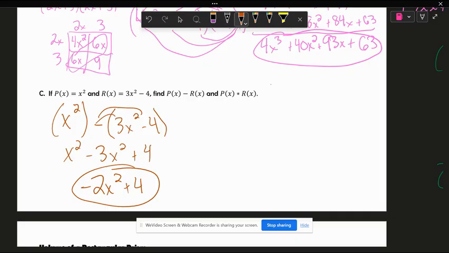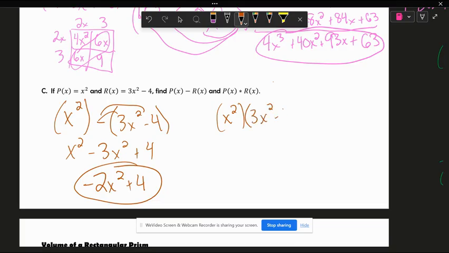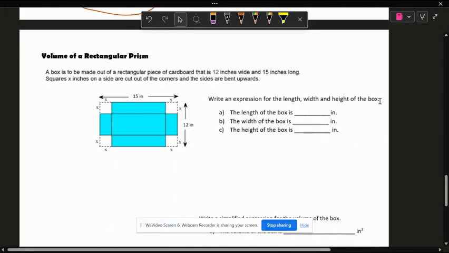Now p of x times r of x, so that would be x squared times 3x squared minus 4. And really it's just one term times two terms, so we just distribute. 3x to the fourth minus 4x squared. And that's as simple as we have to go. Now there's a question just like this on our LTQ. So let's make sure we know how to do this.